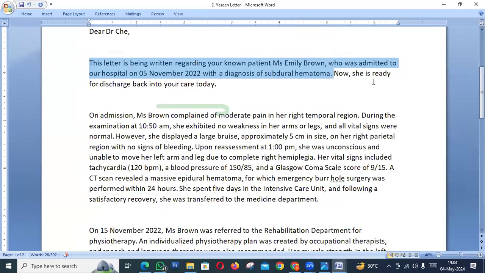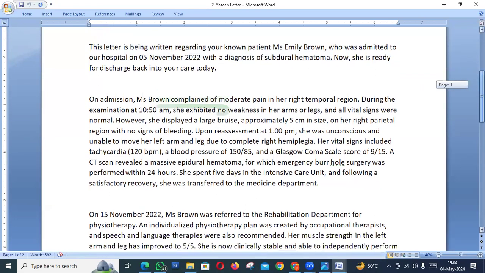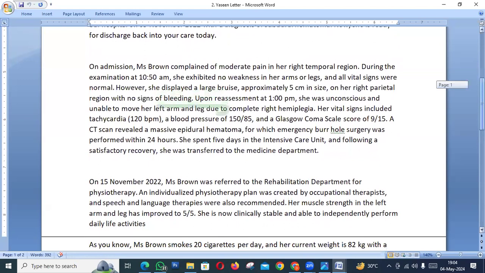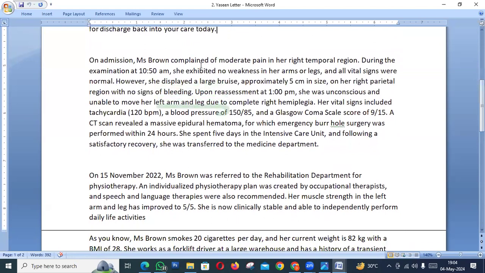Okay. Now she is ready for discharge back into your care today. That is okay. I mostly prefer what you want exactly. You should mention a little bit, in detail. On admission, Miss Brown complained of moderate pain in her left temporal region. This is just one symptom, okay? You can see just one symptom.